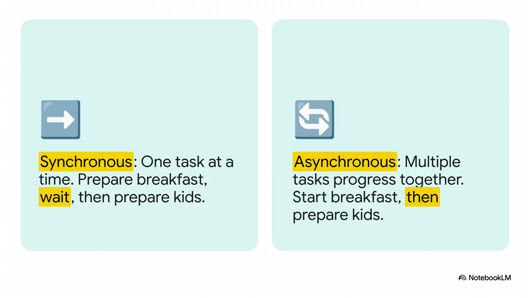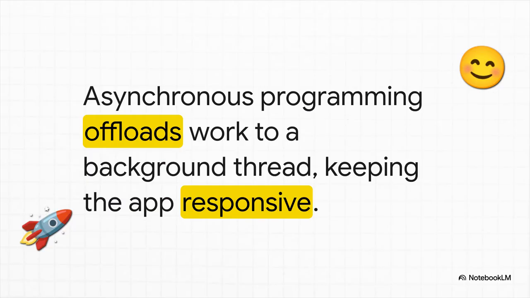But an asynchronous day, that's the day of a master multitasker. You get the breakfast started, and while that's going, you start getting the kids ready. You pop back to check on breakfast, then get yourself ready. See, multiple things are all moving forward together. Nothing is ever just sitting there, blocked and waiting. And that is exactly what we do with our code. We take that long-running work and we offload it to a background thread. This keeps our main front desk thread totally free to keep the app alive, to keep it responsive. And the most important part, the user is happy. The app never feels like it's frozen.